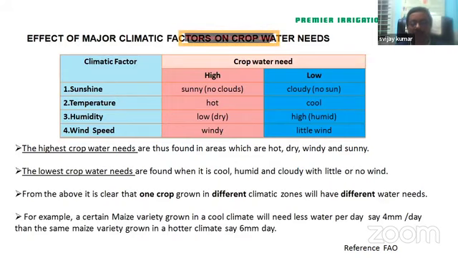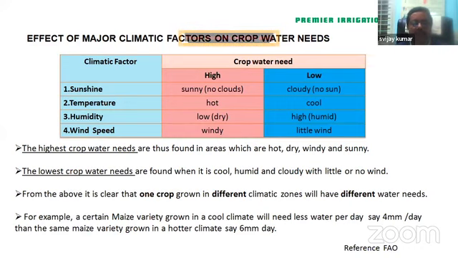Now, most of the material that I am showing to you is from the Food and Agricultural Organization, whom I consider an authority in this area, and they have given certain very good classifications. For example, the climatic factors are sunshine, temperature, humidity, and wind speed. And they have classified the crop water need as either high or low. So the highest crop water needs will be when it is sunny, hot, low humidity, and windy.